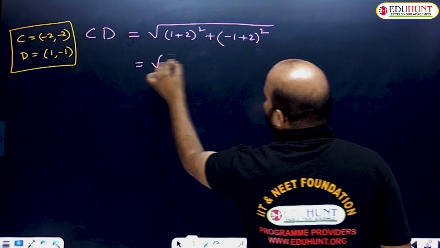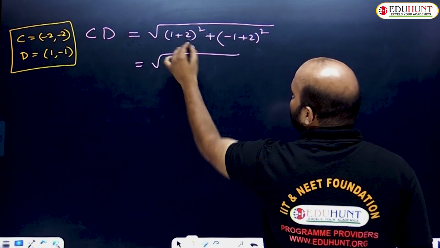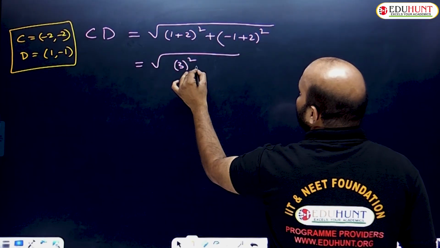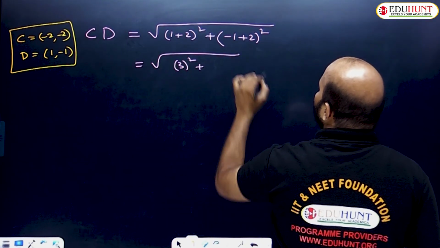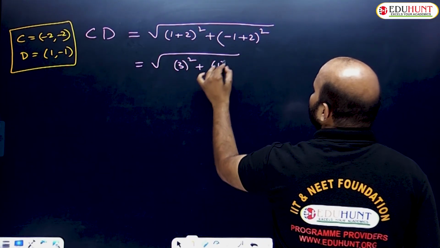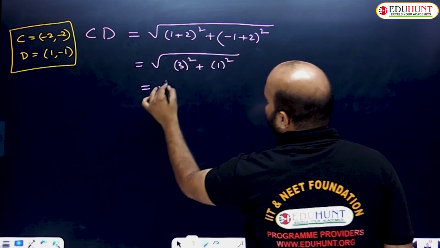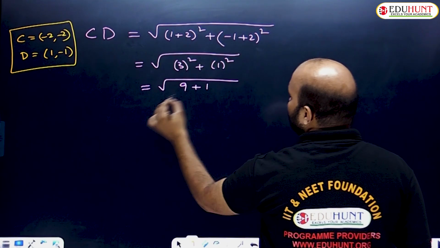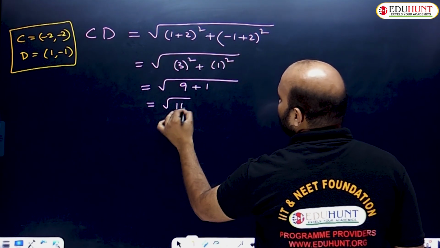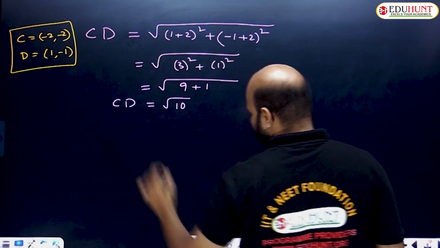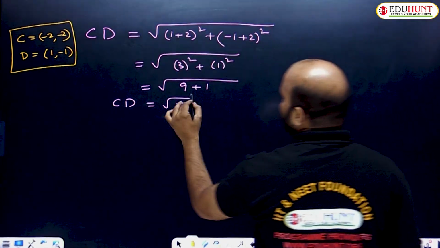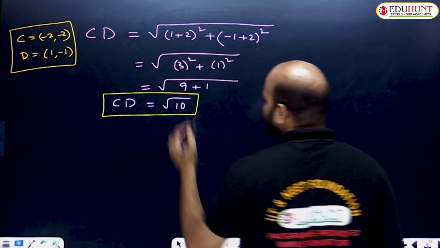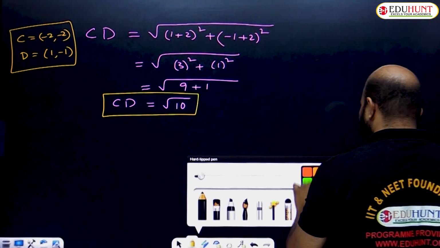So it can be written square root of (1 plus 2, that is 3) square plus (minus 1 plus 2, that is positive 1) whole square. So it can be written square root of 3 square 9 plus 1 square 1. What is the value? Root 10. That is the CD distance. So what am I getting for CD distance? Root 10.